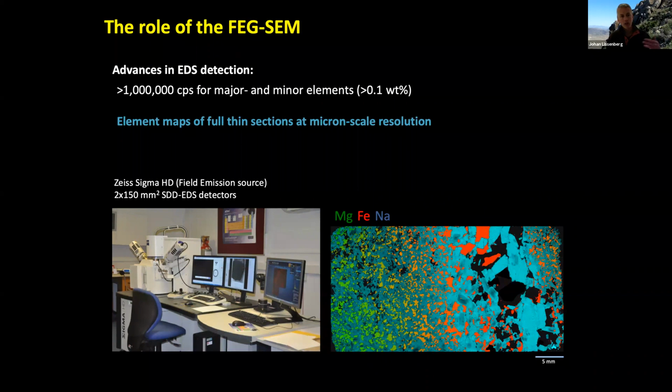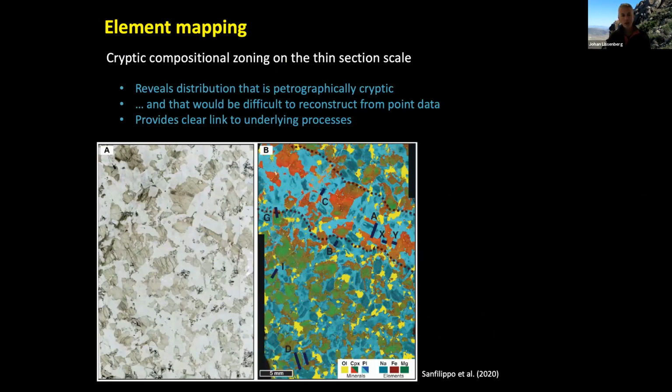As a result, those high count rates allow you to do element maps of full thin sections at microscale resolution within a reasonable amount of time. And so we routinely run these sorts of maps in Cardiff, an example of which is shown in the bottom right. So I'm going to highlight a few things that you can do with these maps.